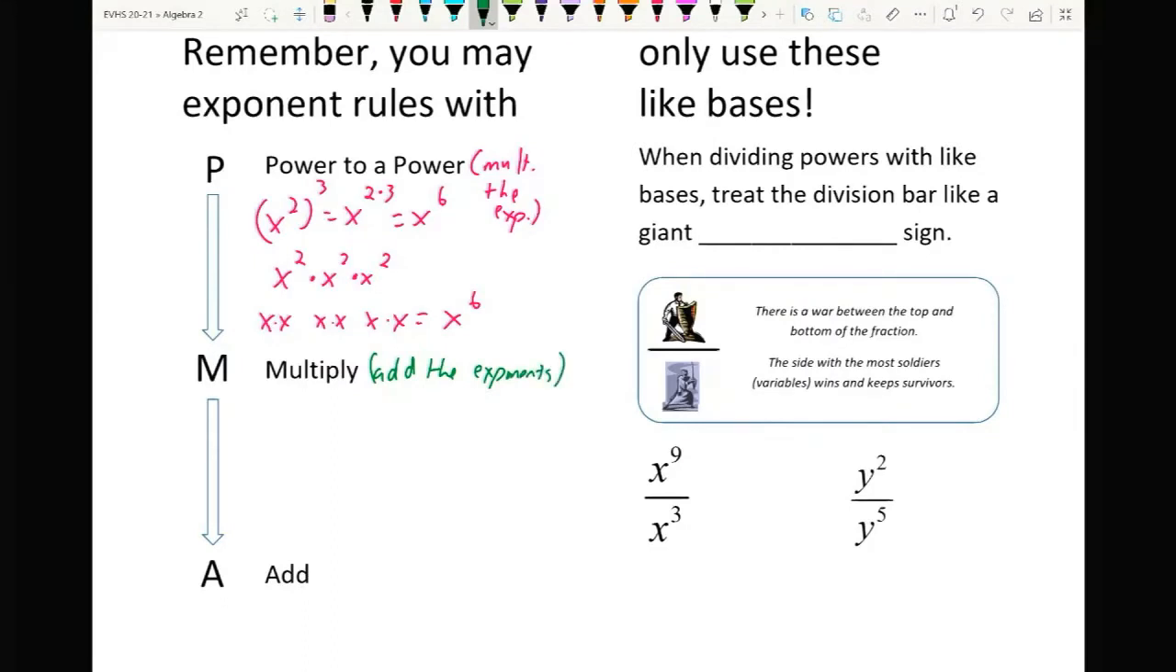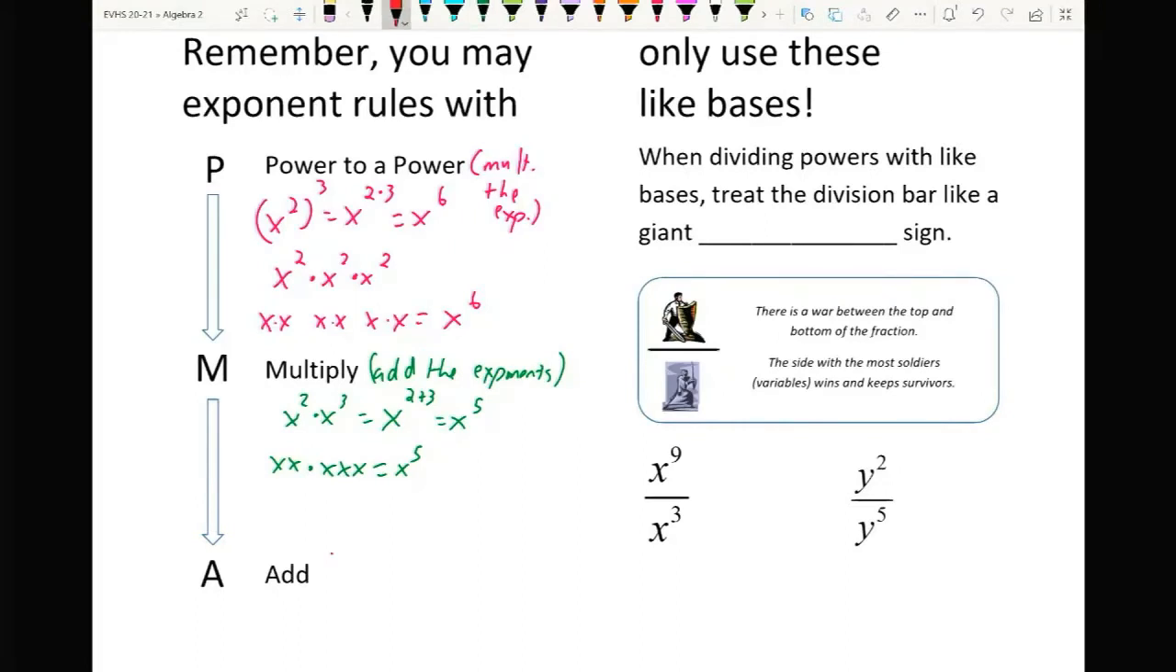Okay, now again, remember, you have to have the same base in order for this to work out. So let's say we had x squared times x cubed. Well, that's going to equal x to the 2 plus 3, which is x to the fifth. Again, the reason that happens, x squared times x cubed is x times x times x times x times x, which is x to the fifth power, because I've got 5 x's there.